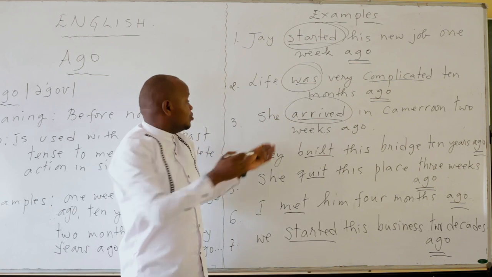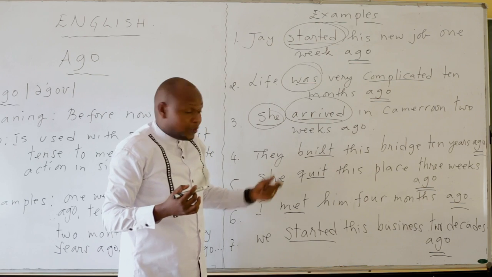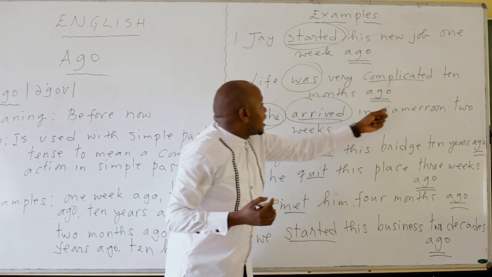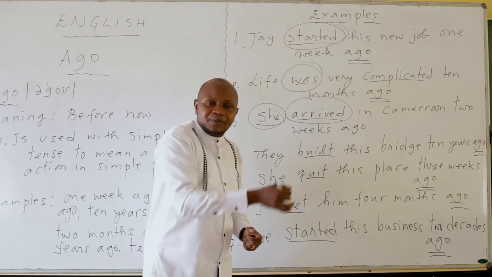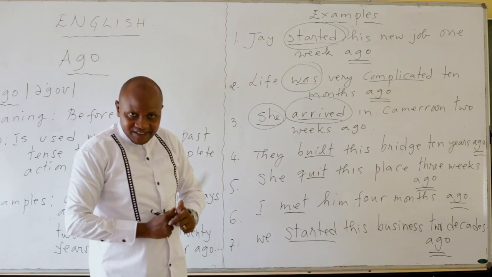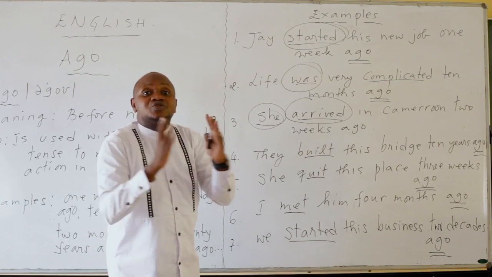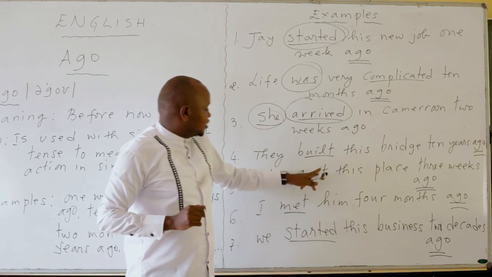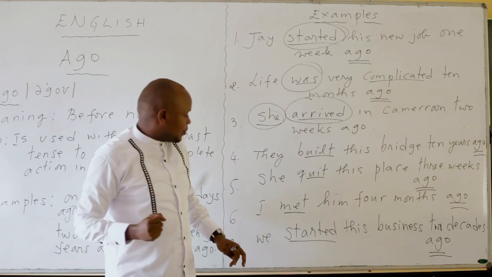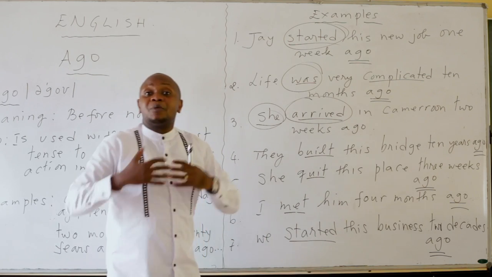She arrived in Cameroon 2 weeks ago. Simple past. Ago goes with simple past. Then built is also simple past. Then quit, it is simple past. Then met, it is simple past. Then started, it is simple past.